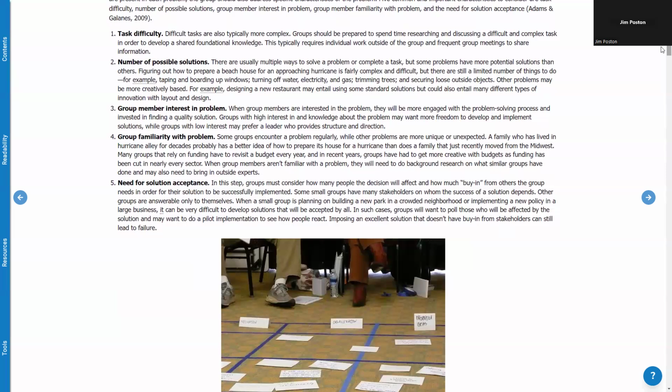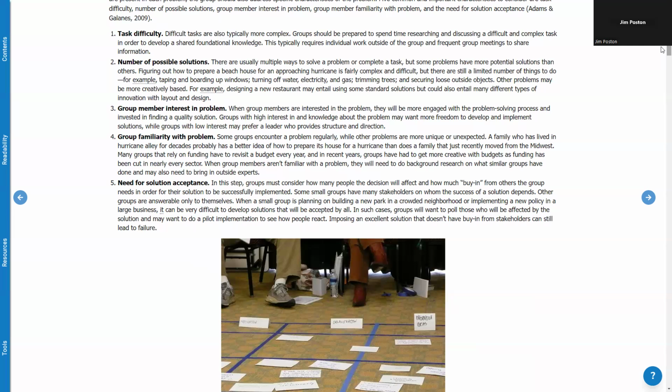Number 2, number of possible solutions. There are usually multiple ways to solve a problem or complete a task, but some problems have more potential solutions than others. Figuring out how to prepare a beach house for an approaching hurricane is fairly complex and difficult. But there are still a number of things to do. For example, taping and boarding up windows, turning off water, electricity, and gas, trimming trees, and securing loose outside objects.